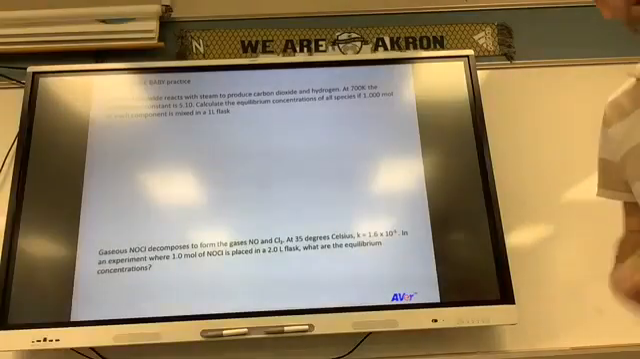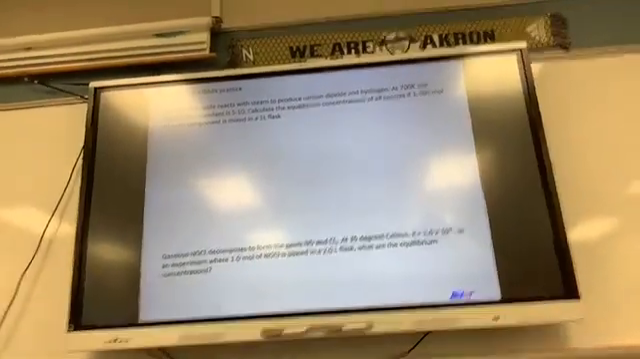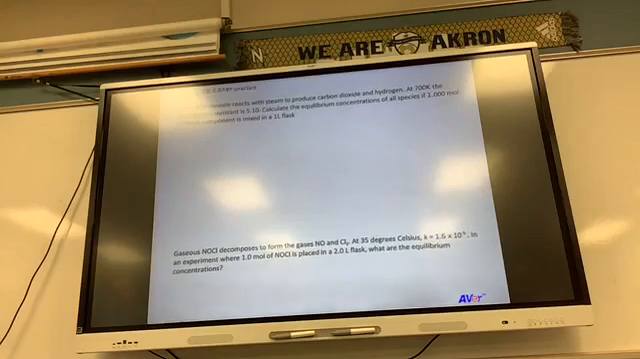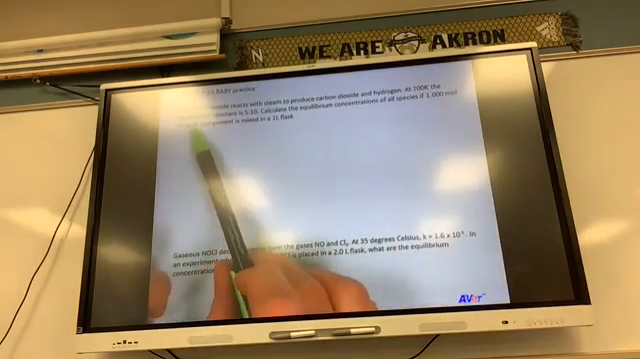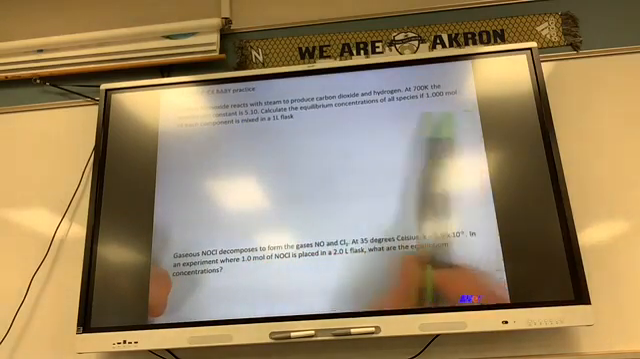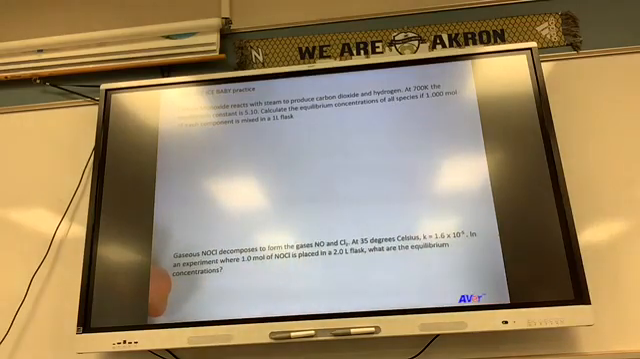Let's do this. So here we go. This first one says carbon monoxide reacts with steam to produce carbon dioxide and hydrogen at 700 Kelvin. The equilibrium constant is 5.1. Calculate the equilibrium concentrations of all species if 1 mole of each component is mixed in a 1 liter flask. Step 1 would be what?